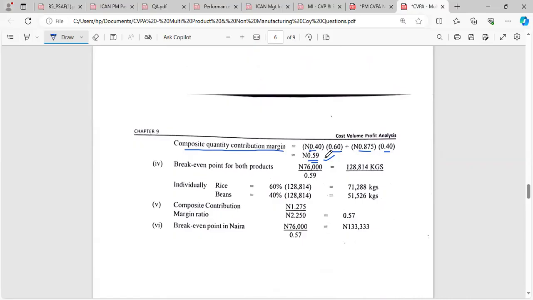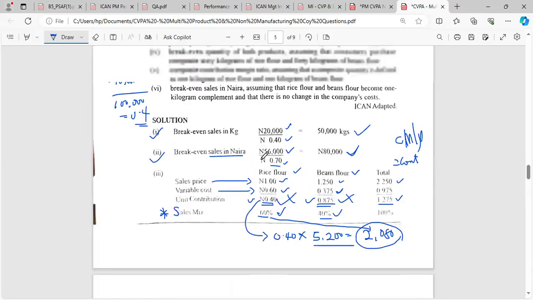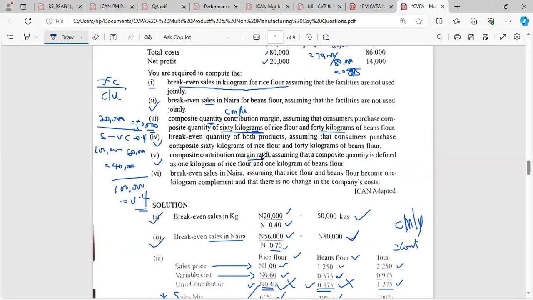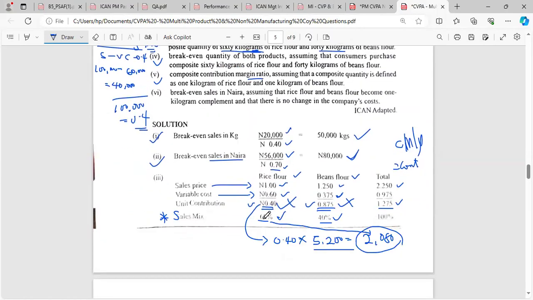So let's look at the next one. We'll see some other questions so you understand more. In most cases, this 60% and 40% may not be given to you. We have a way of getting it if it is not given to us. So we're going to solve an ICAN question that will show how we get it.